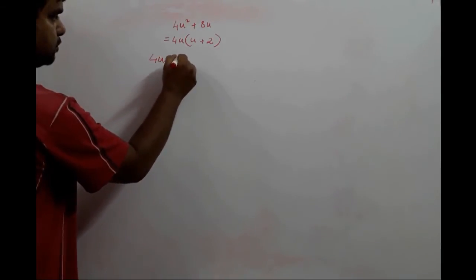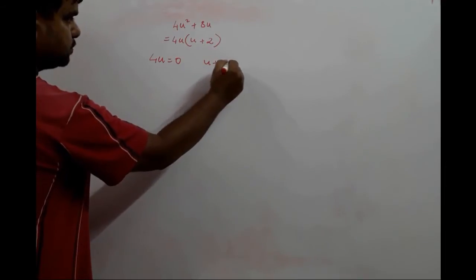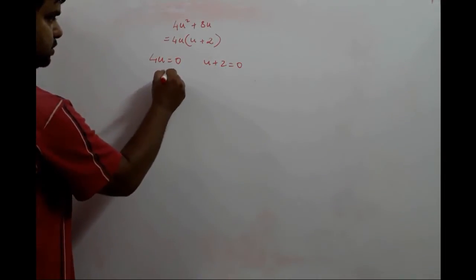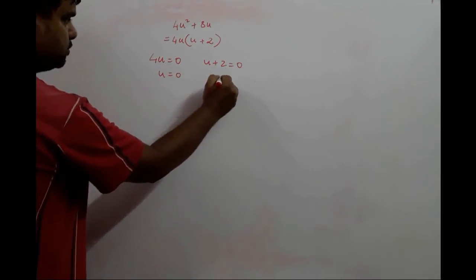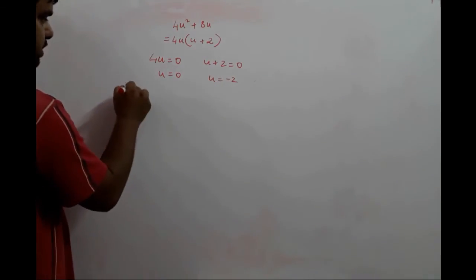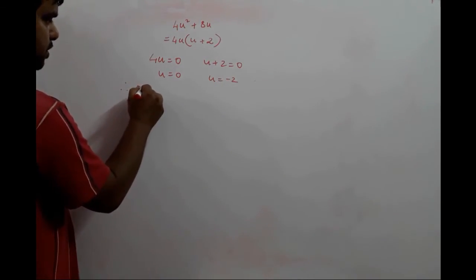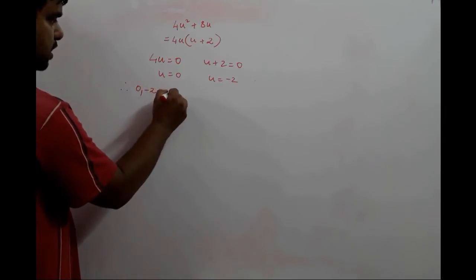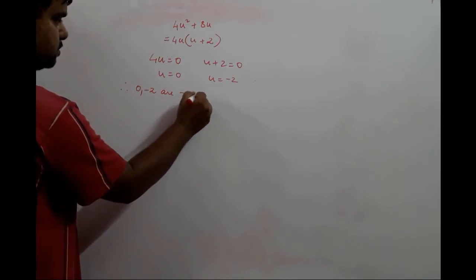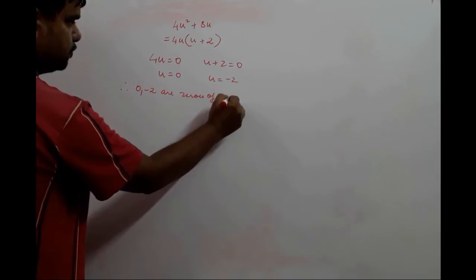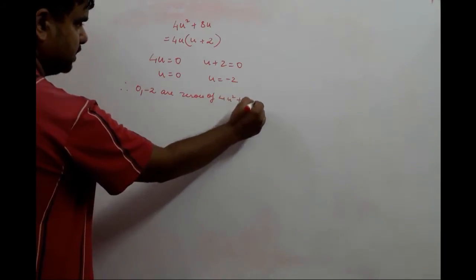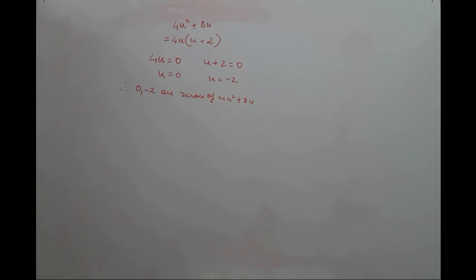Okay, now that we have separated the two common factors, we can easily take 4u equal to 0 and u plus 2 equal to 0. Which means u is equal to 0 and u is equal to minus 2. Therefore 0 and minus 2 are zeros of 4u square plus 8u. We've got the zeros. Now let's establish the relationship.